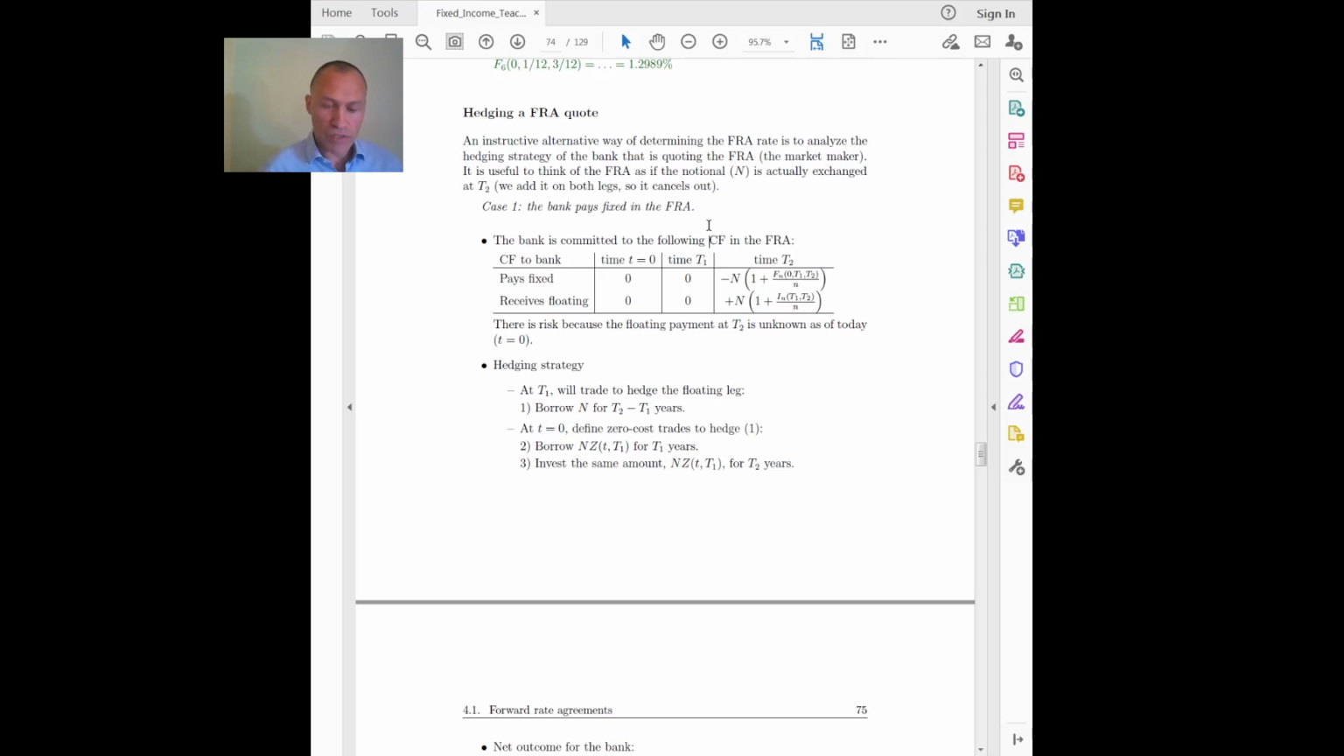So what we're going to do is to look at the hedging strategy of the market maker and then get to the conclusion that the hedging strategy of the market maker requires the price to be exactly the same as we defined before. Okay, but we are going to do this because it's useful for more advanced types of exercises that we can do.